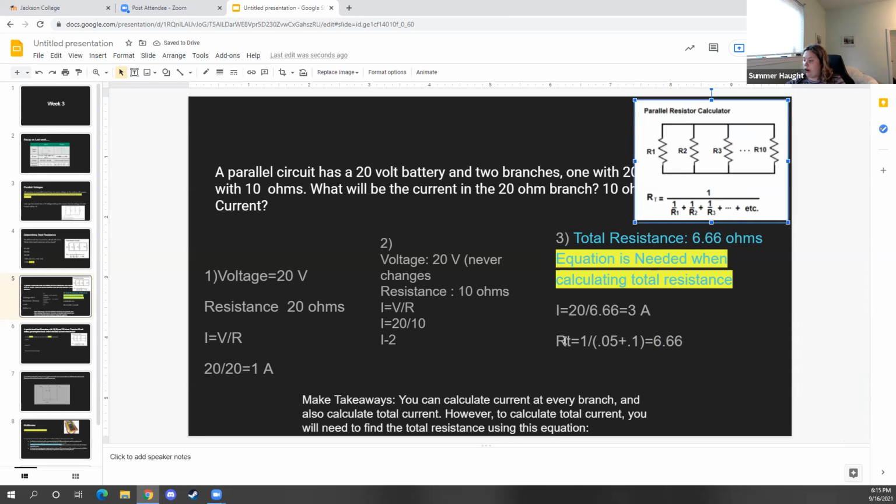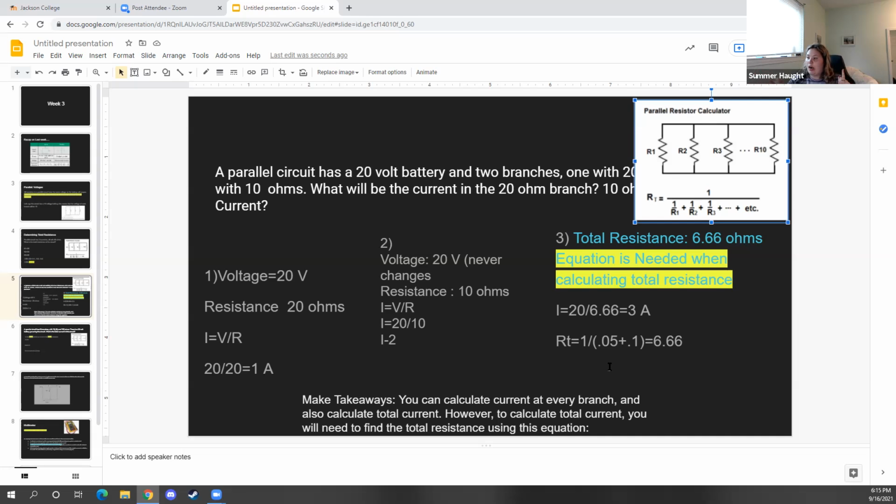So what I did to find our total resistance was same thing I did for that problem I showed at the beginning. You use this equation and you do 1 divided by the sum of the fractions of all of your resistors. So I did 1 right here divided by 1 divided by R1, which is 0.05, and 1 divided by R2, which is 0.1. And then I did 1 divided by the sum of 0.05 plus 0.1 to get 6.66. If you do the math, it'll show you that too. So that's basically what you're going to be asked this week.